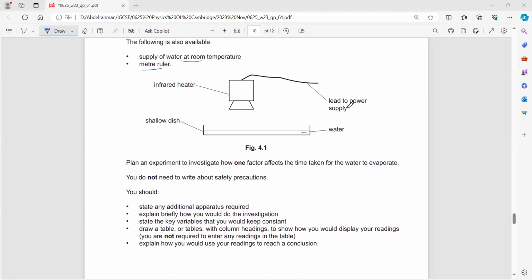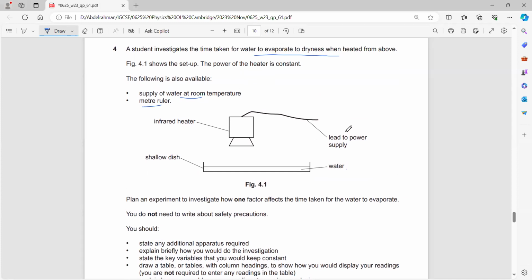Plan an experiment to investigate how one factor affects the time taken for the water to evaporate. What are the factors that could affect the water to evaporate? We have several factors in this question. Again, let's try to understand the question quite simply. What do I have? I have an infrared heater. I have some water in a tray or in a dish, and the heater is above this dish, and it will start to heat up the water until the water evaporates completely.